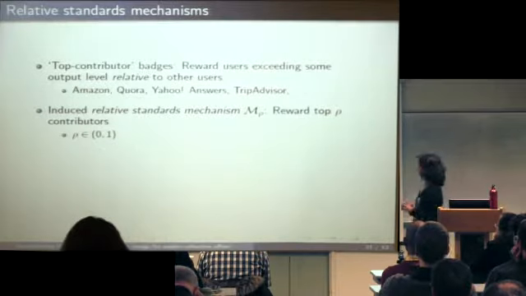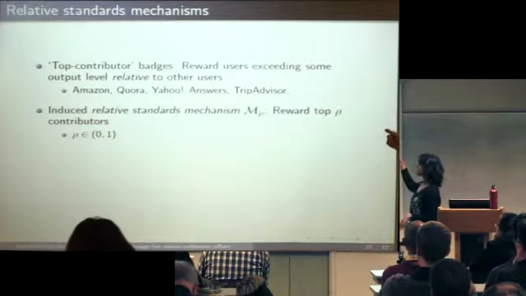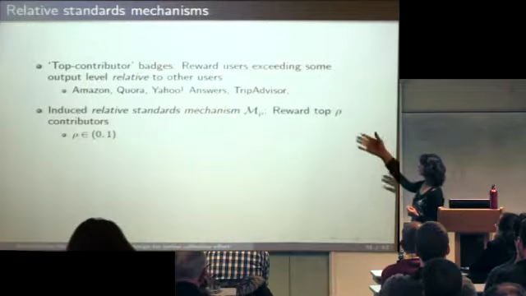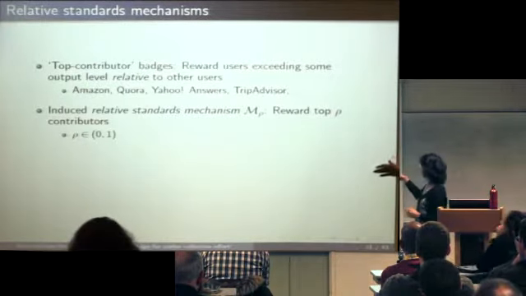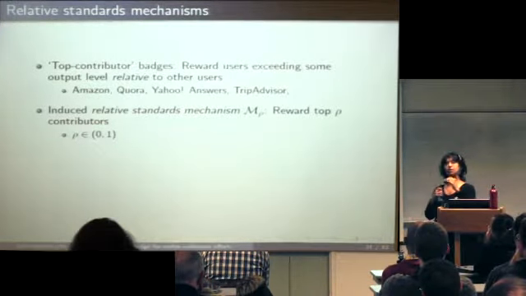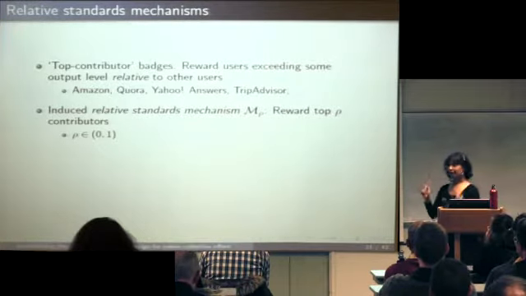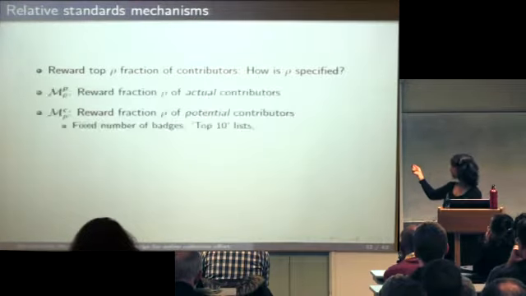And when I talk about relative standards mechanisms, what I'm talking about is top contributor badges, where I reward users who exceed some output level relative to other users. So here, for example, you could think about Amazon, which has this top reviews list, Quora or Yahoo Answers and so on. And this induces a relative standards mechanism where agents choose efforts, they produce some outputs, and you look at the top rho fraction of these agents in this continuum of abilities, and badges go to all of them. And here, of course, there's the subtle question of what does rho even mean?